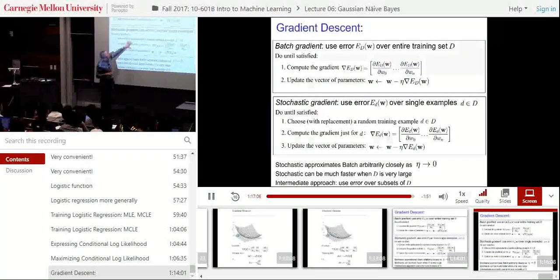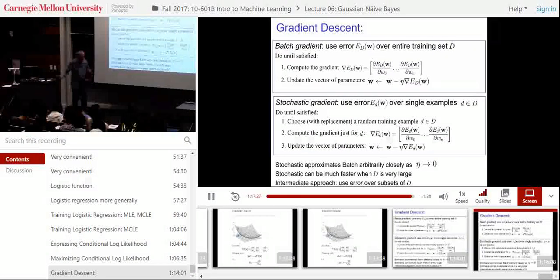So in practice, this stochastic gradient method is usually the one that we use in practice. It's simply because of efficiency reasons. And that's all there really is to say at this point about stochastic gradient.